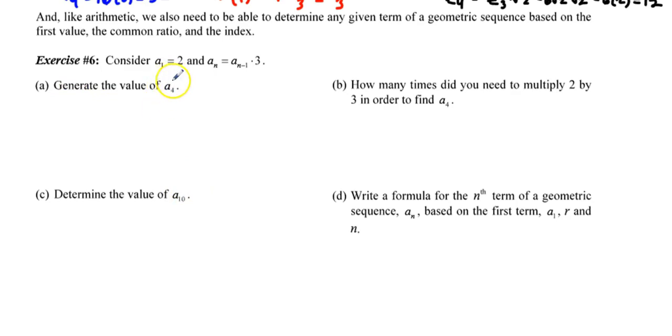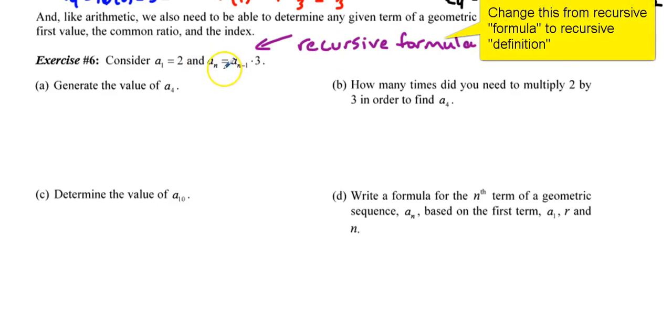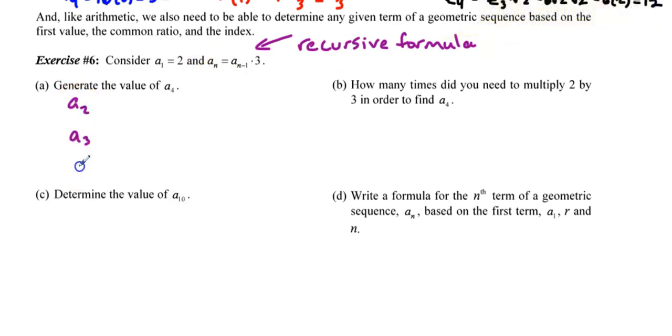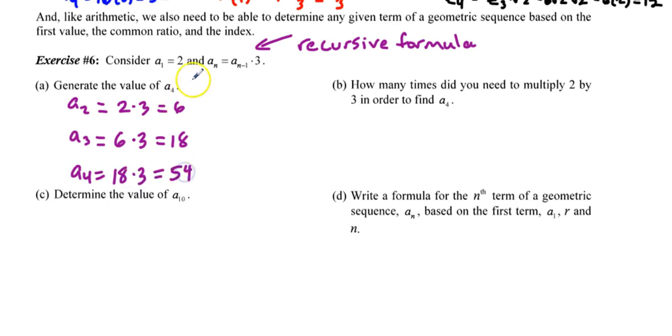So let's first find the value of a sub 4. Because this is defined recursively, in terms of the previous term, we have to do a sub 2, a sub 3, and a sub 4. But that's not bad, right? We're starting with 2, and it's saying take your previous term times 3. So 2 is our starting point, times 3 is 6, times 3 is 18, times 3 is 54.